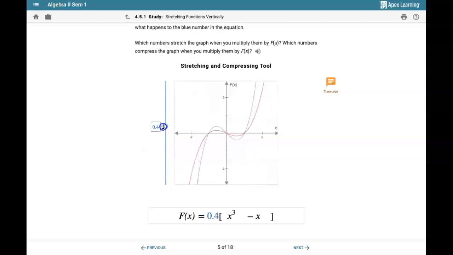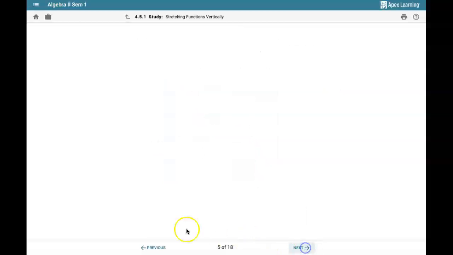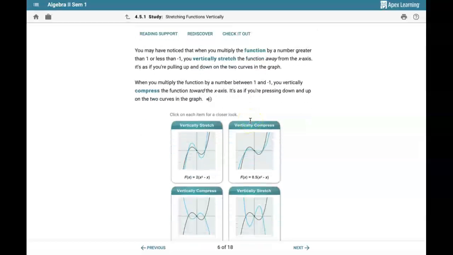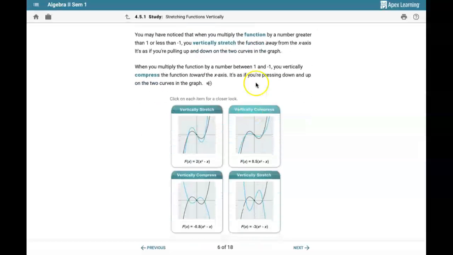Anything between 0 and 1, or 0 and negative 1, is going to result in this compression. Okay, so again, this is just reiterating what I just told you. If you have a number greater than 1 or less than negative 1, you vertically stretch the function, okay? And when you have a number between 1 and negative 1, you compress that function, right? Or push it down. And again, with the exception of 0.